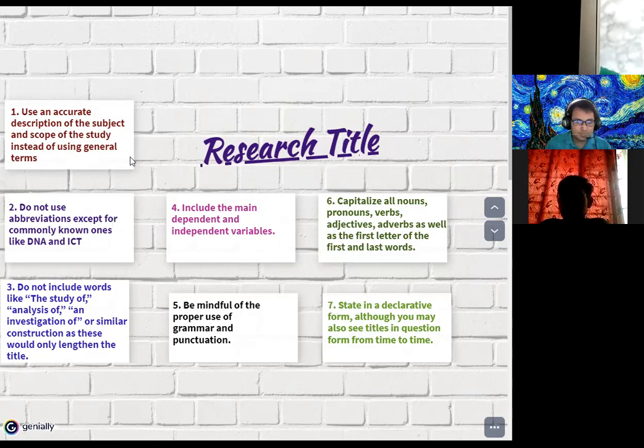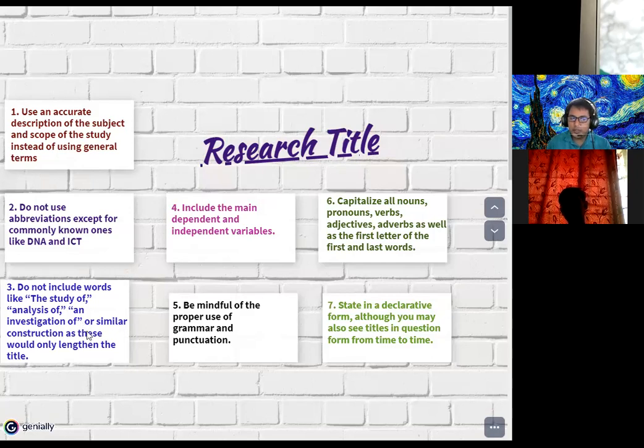Next, do not use abbreviations except for commonly known ones like DNA and ICT. Refrain from using abbreviations unless they are commonly known, not just here but worldwide. DNA and ICT are very common. You know DNA, right? Deoxyribonucleic acid. And ICT, Information Communication Technology. Those are some of the few words we can abbreviate. But otherwise, refrain from abbreviating when it comes to your research title.